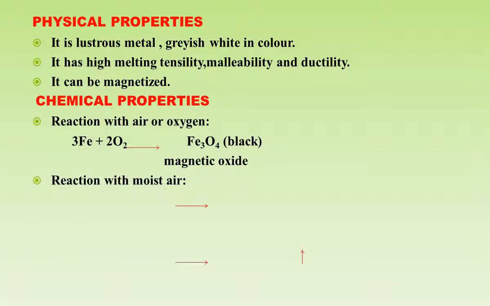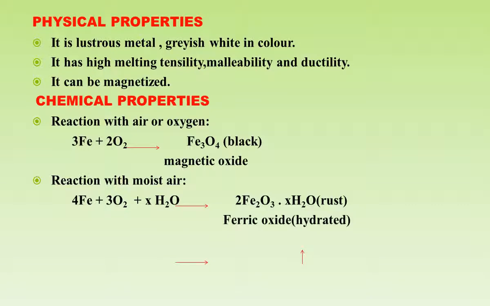And the second one, reaction with moist air. When iron is exposed to moist air, it forms a layer of brown hydrated ferric oxide on the surface. Hydrated ferric oxide is rust. If you place iron in an open place, it reacts with oxygen in the presence of moisture in water molecules, and we get rust, ferric oxide. This phenomenon we call rusting.